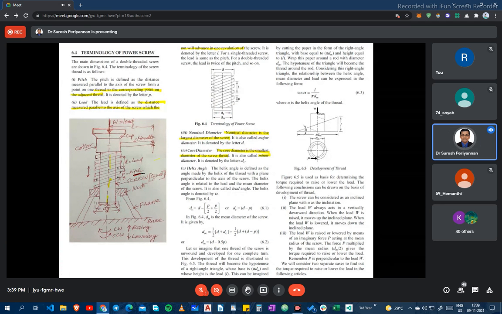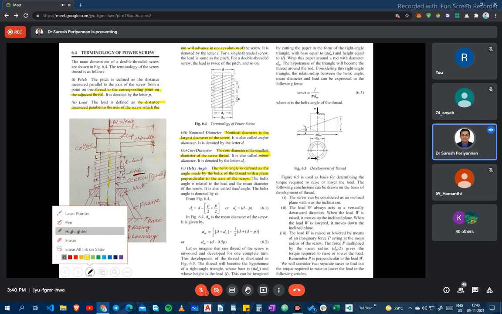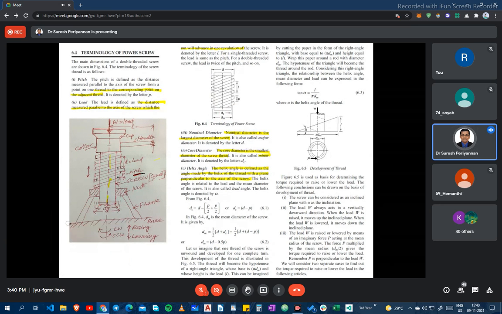But here, before entering into that, we would like to understand what is alpha. Alpha is the helix angle. The helix angle is defined as the angle made by the helix of the thread with a plane perpendicular to the axis of the screw. This is a perpendicular to the axis of the screw. Here we are considering the helix angle.